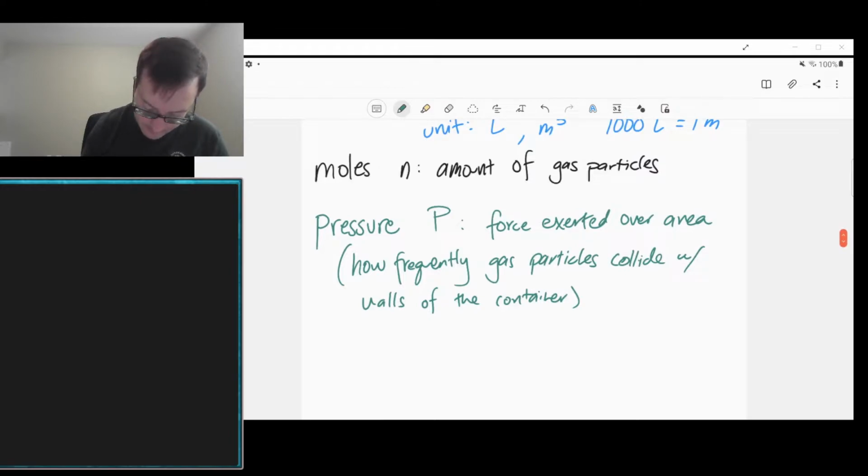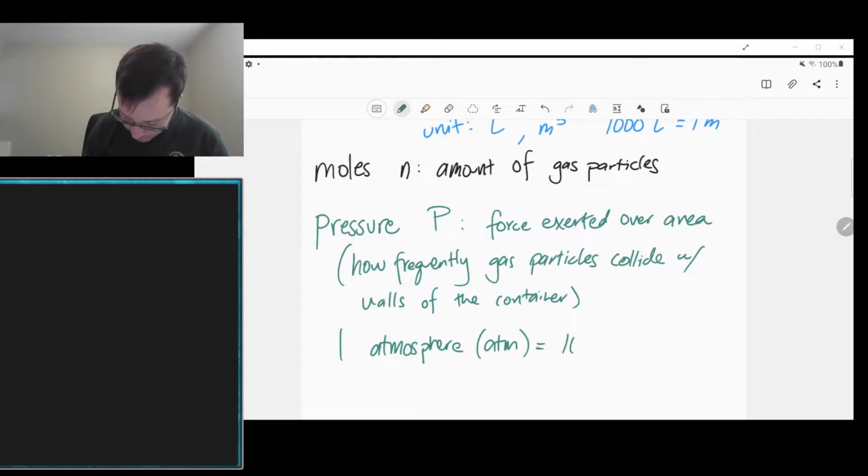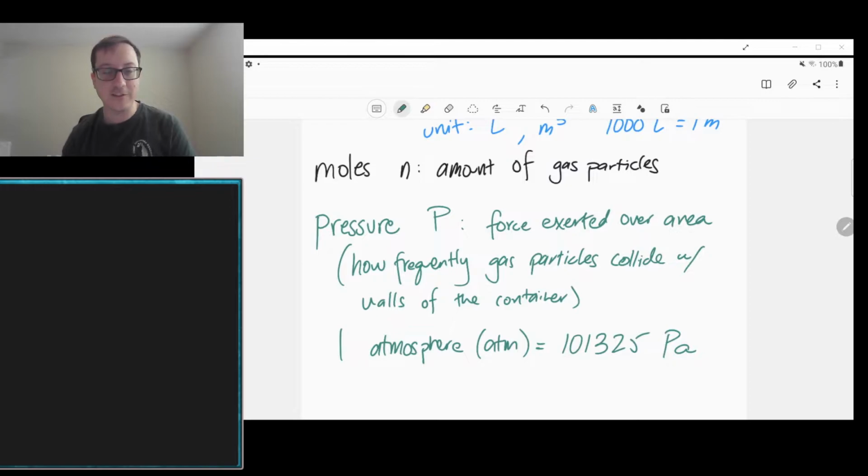Units for pressure. Standardly, we talk about the atmosphere as a unit, which is 101,325 pascals. That's the SI unit, the pascal, which is a Newton per square meter. So if you are familiar with physics, that's the unit there. So one atmosphere that we're experiencing right now is 101,000 newtons per square meter.